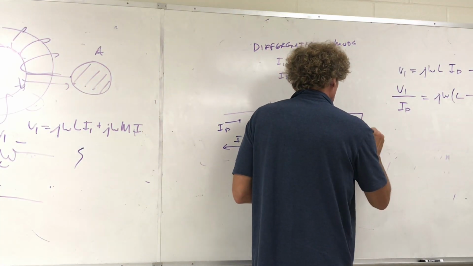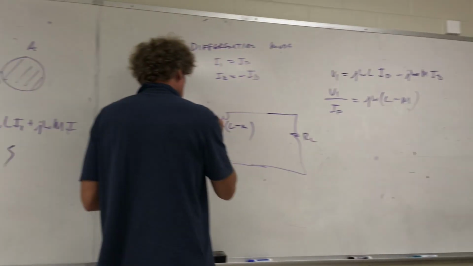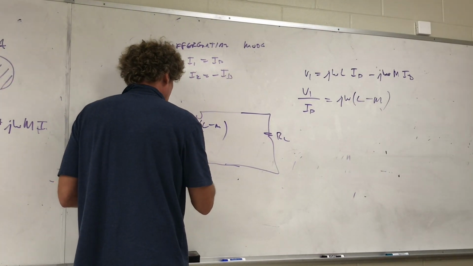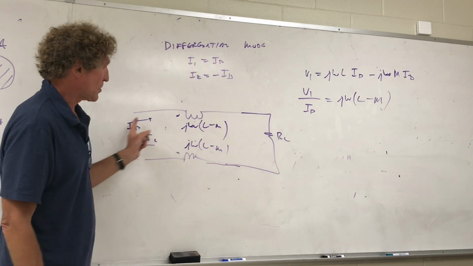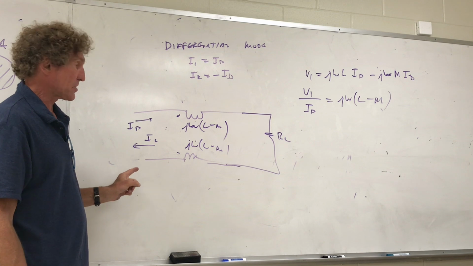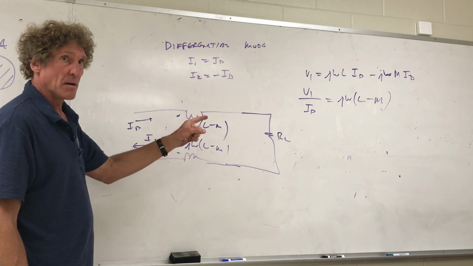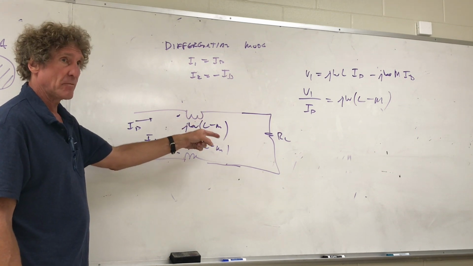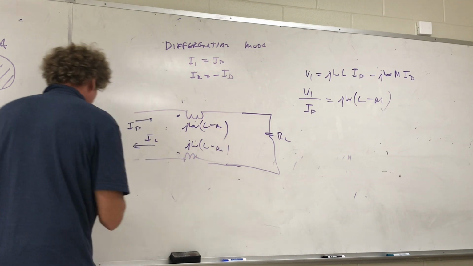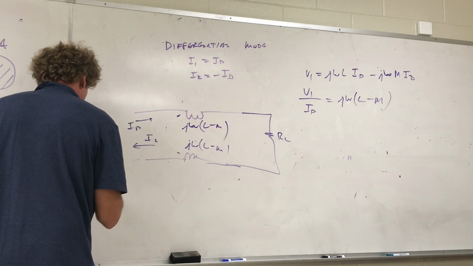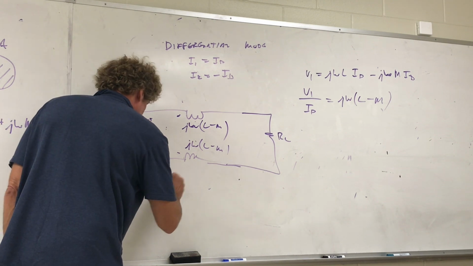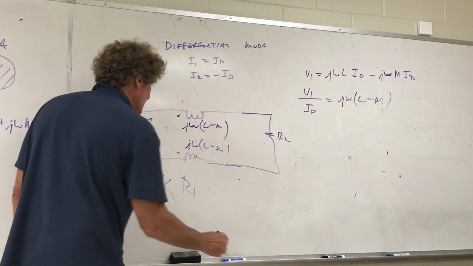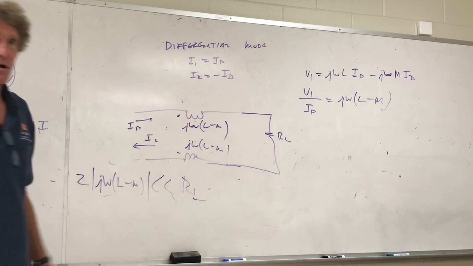You're going to have some load here. Now, if you look at this, right here, this is going to have j omega L minus M. Can you see that the total amount of impedance in this circuit is going to be RL plus 2 j omega L minus M. If 2 times the magnitude of j omega L minus M is much less than RL, your circuit is going to be unaffected by that common mode choke.